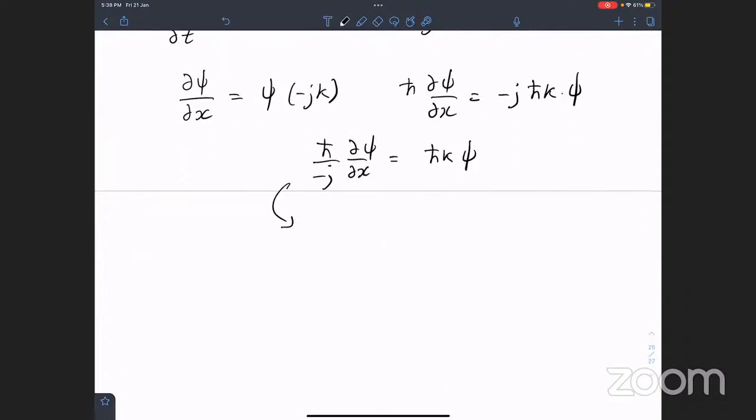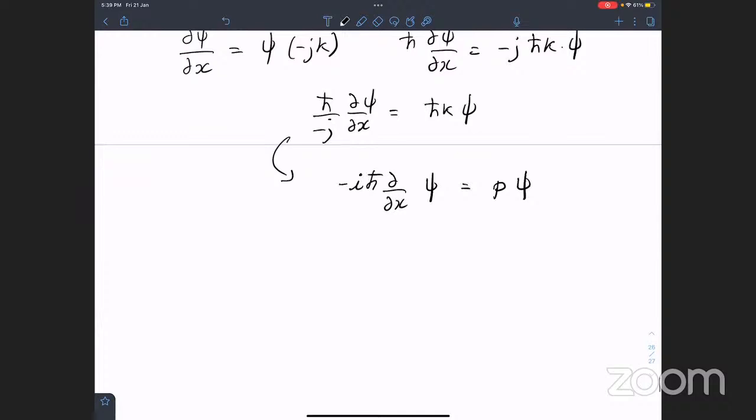Or I can write this as minus i times, j and i, physics people prefer the i, okay? So don't confuse the two. Sometimes you see i, j, the same thing. Minus i h bar d by dx of psi is equal to p times psi. Okay. Right. So immediately, this is where we say that i h bar d by dx is nothing but the operator and so on, right?